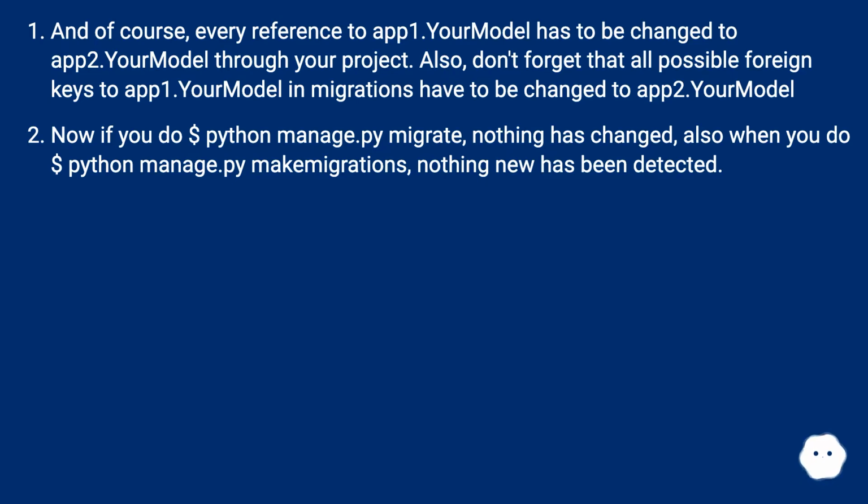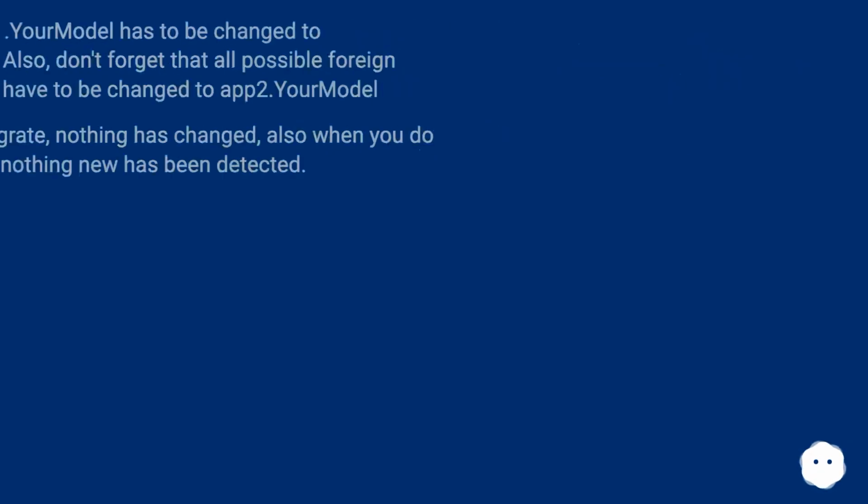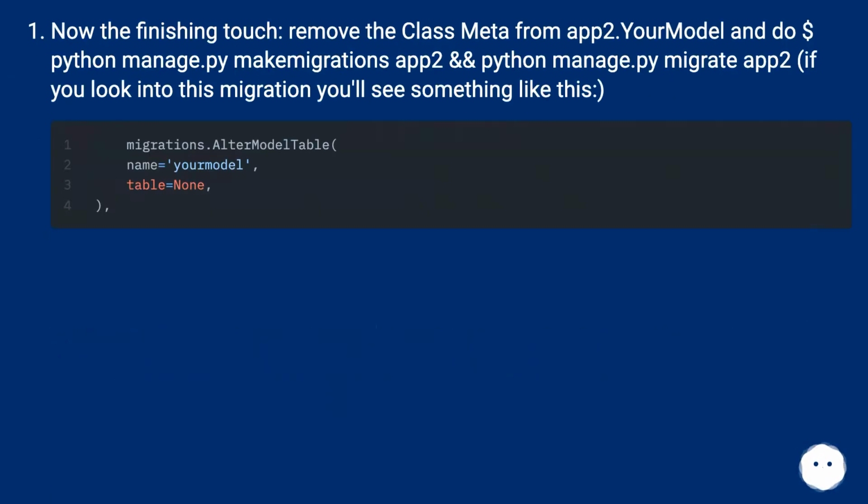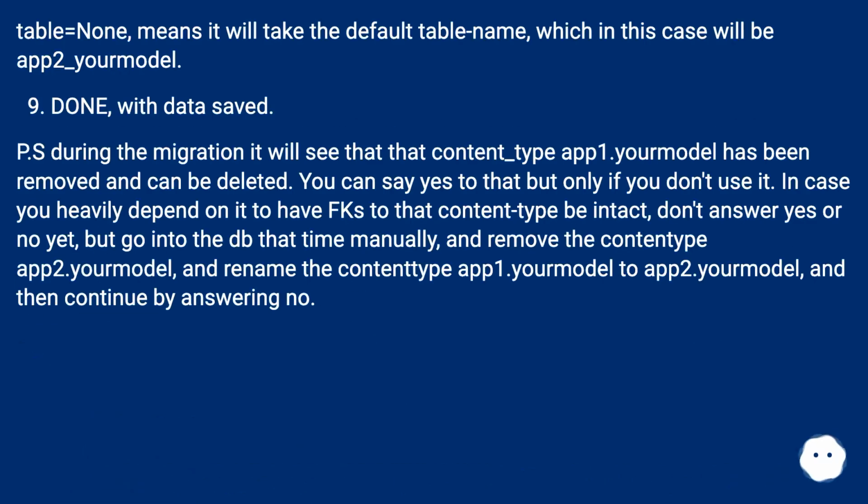Now if you do $ python manage.py migrate, nothing has changed. Also, when you do $ python manage.py makemigrations, nothing new has been detected. Now the finishing touch: remove the class Meta from app2.YourModel and do $ python manage.py makemigrations app2 and python manage.py migrate app2. If you look into this migration you'll see something like this. Table equals None means it will take the default table name, which in this case will be app2_yourmodel.